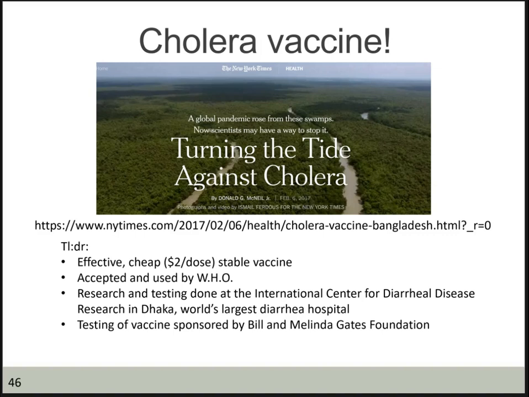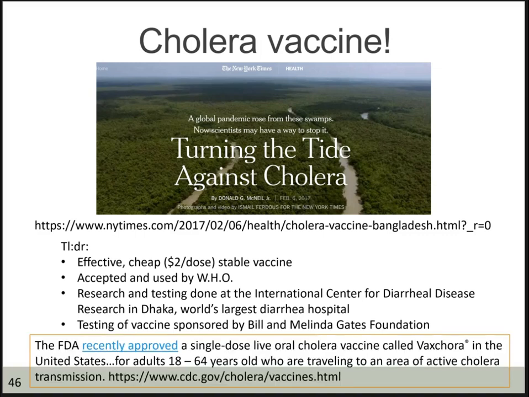Now there is a vaccine that's being developed and it's now approved in the United States. This is a great article on the vaccine production for cholera and also the cases of cholera infections worldwide.